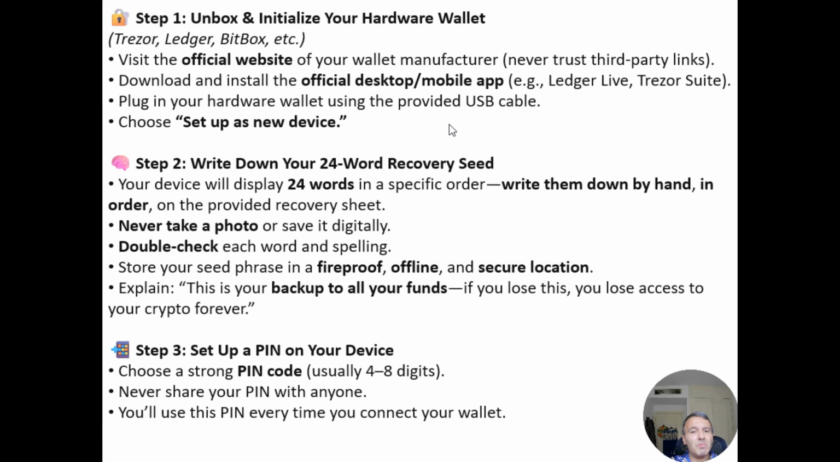We're under the assumption that we're going to be setting up a brand new device and not recovering from an old one. So step 2 is going through setting up your own brand new hardware wallet, in which case the actual instructions from the hardware manufacturer are quite simple and intuitive to follow. It will display the 24 words in a specific order, and then they will guide you through the process of actually writing them down by hand and in a certain order, which is very important, on the provided recovery sheet.